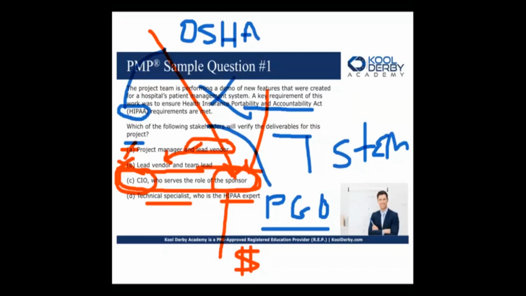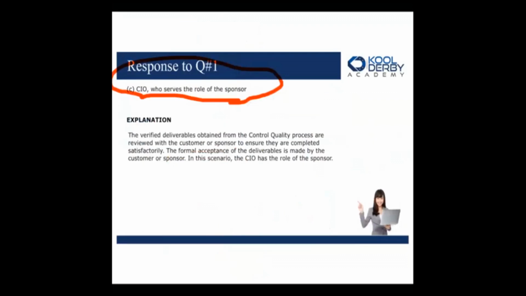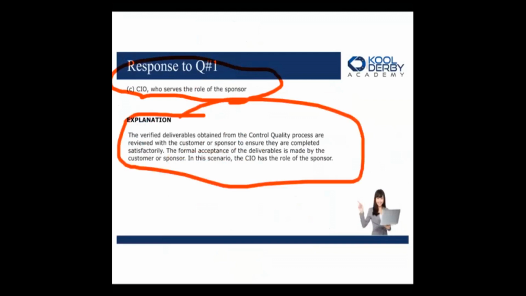All right, good job then. I know I tricked you, but that's all right. That's how we learn. I want you to miss it now. I don't want you to miss it later on in the exam. Now, the verified deliverables obtained from the control quality process are reviewed with the customer or sponsor, so it could be either or, to ensure they are completed satisfactorily. The formal acceptance of the deliverables is made by either one of these.